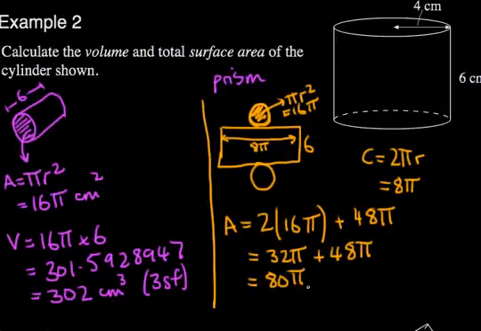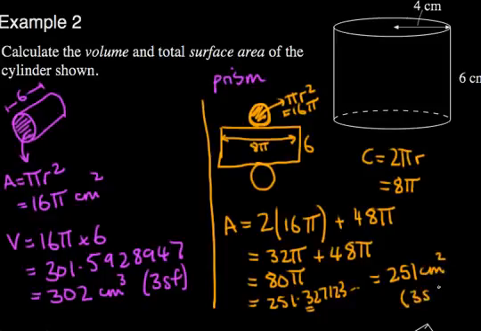Now, if I were to work that out in a calculator, it would tell me it's 251.32741223, and so on. But we're going to write this in 3 significant figures as 251 or 252. Well, this 3 is not big enough to affect the 1, so it's going to leave it at 1. 251 centimeters squared to 3 significant figures.